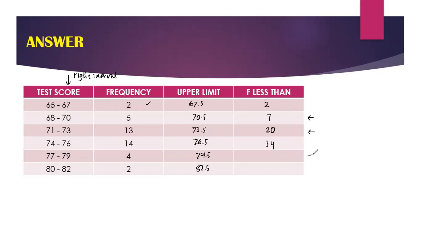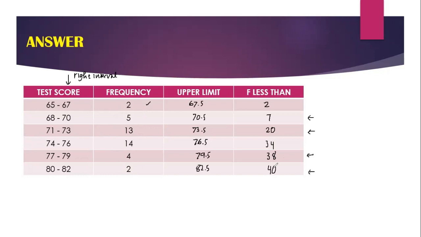Next, the fifth row. The cumulative frequency less than 79.5. The answer is 38. And the last is the cumulative frequency less than 82.5. All the frequency, 40. Is it clear, everyone?